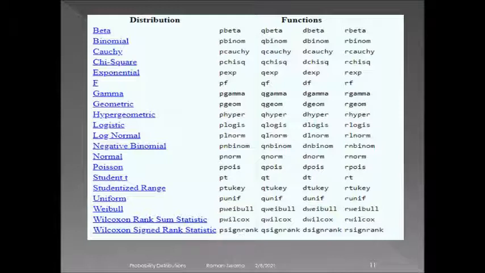However, I'm not going to touch upon these functions as of now. I'm going to showcase and only list out the varieties of distributions we have got. So beta is one kind of distribution, binomial, Cauchy, chi-square, exponential. F is also a distribution, gamma, geometric, hypergeometric, logistic, log normal, negative binomial, normal, Poisson, student T, that is a t-test, studentized range, uniform, Weibull, Wilcoxon rank sum statistic, and Wilcoxon signed rank statistic.